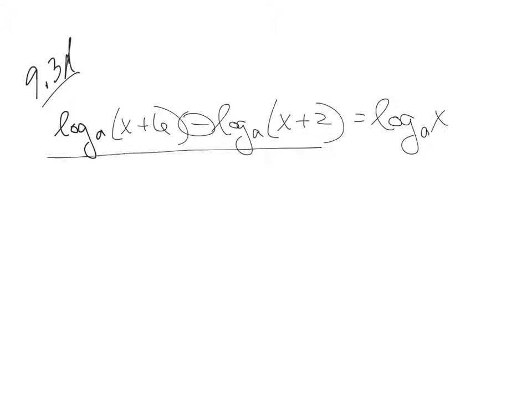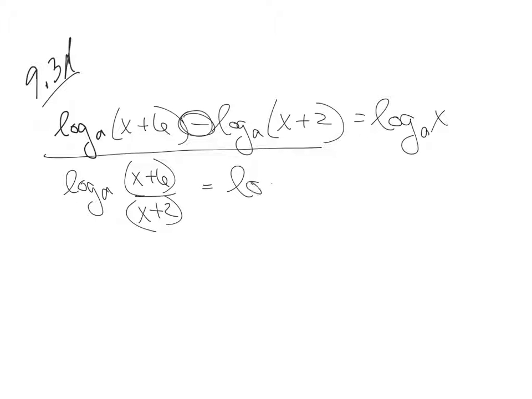So we have 2 here, but we have a minus sign, so I can rewrite this as log base A of x plus 6. That minus says divide. And now I only have one logarithm on each side of the equation. So that makes life a lot easier.